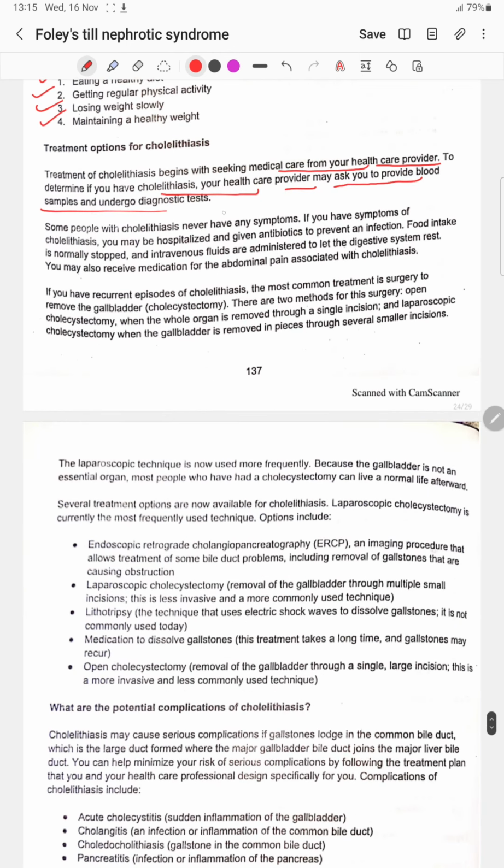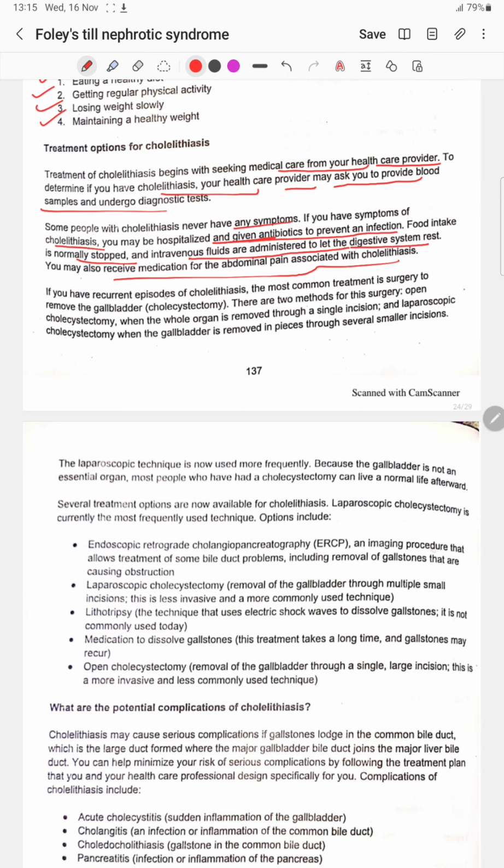Some people with cholelithiasis never have any symptoms. If you have symptoms of cholelithiasis, you may be hospitalized and given antibiotics to prevent an infection. Food intake is normally stopped, and intravenous fluids are administered to let the digestive system rest. You may also receive medications for the abdominal pain associated with cholelithiasis.